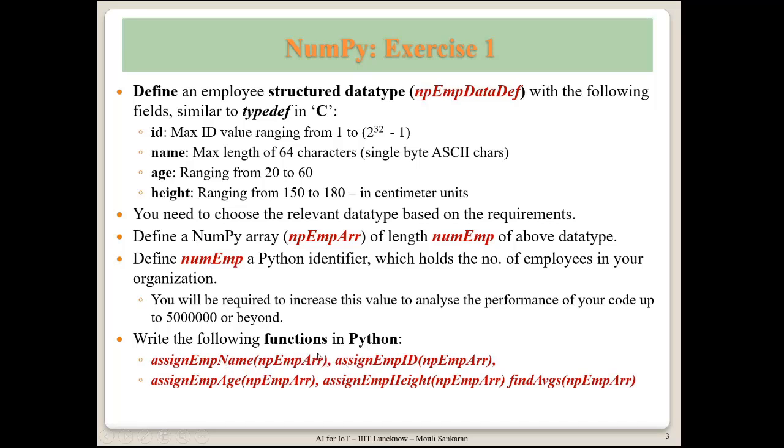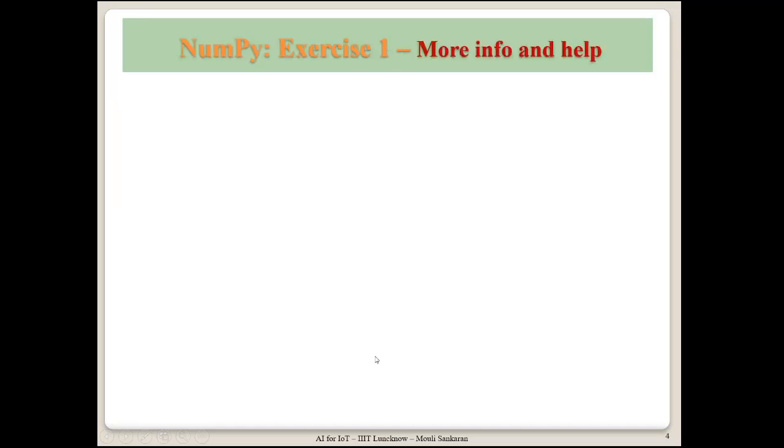You write it as a function, pass the array into them, and you should initialize all the entries that you have created for the employee. So age you have to enter. I will tell you what age to enter, and then employee height has to be entered, and then you have to write a function also to find the average of both age and the height. What is the average age of your employees, average height of the employees in the organization. So these are the things you need to do. You need to write Python functions as well as using NumPy. Okay, let us come to that now.